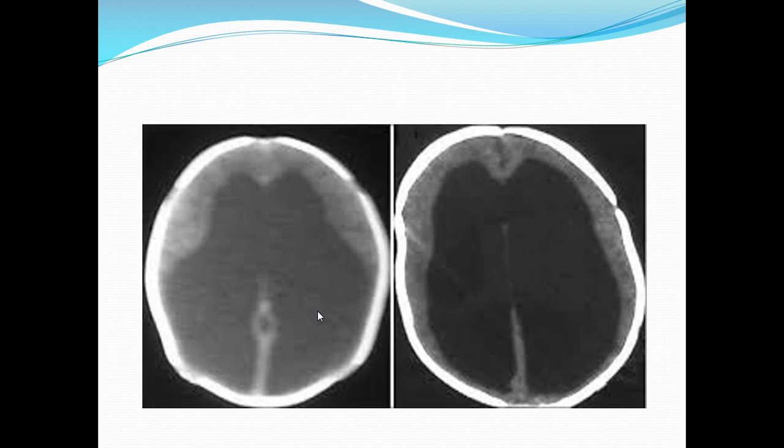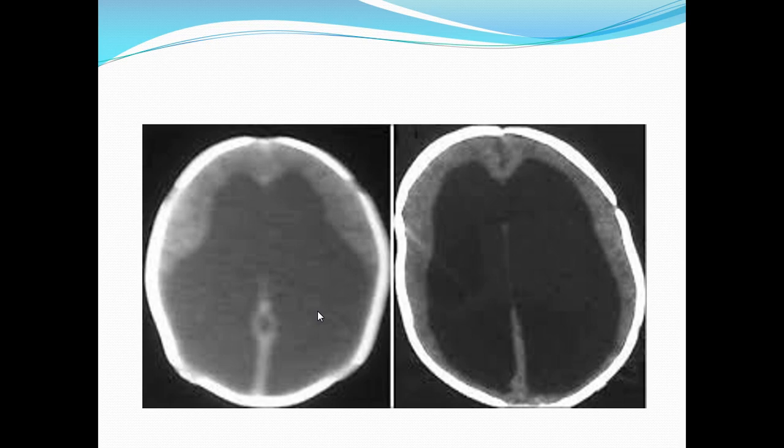Communicating hydrocephalus means the pathology is somewhere outside, like in cases of some intracranial hemorrhage, where all the ventricular system will dilate. Sometimes in cases of infection, like in meningitis or encephalitis, all the ventricular system will dilate. So it means that there is some general pathology, like I have told you.